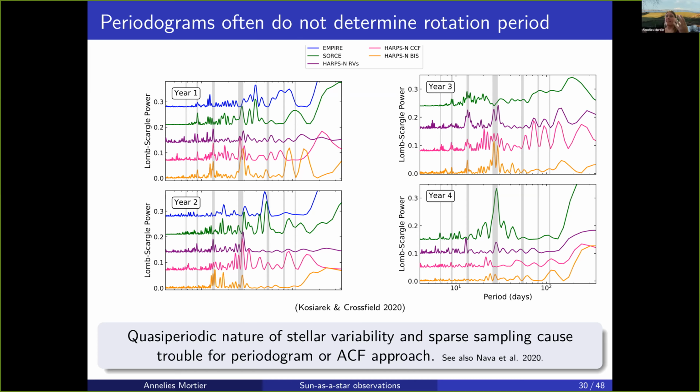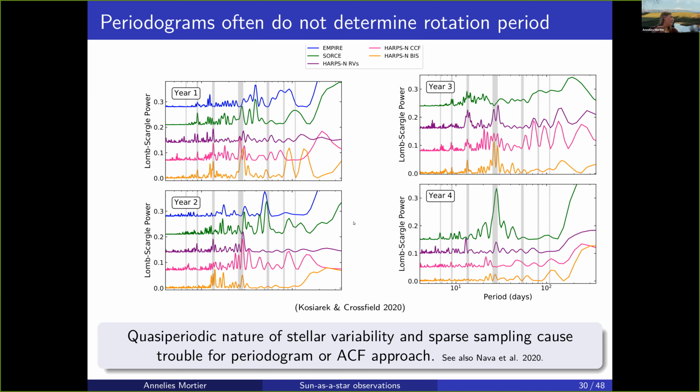So again, it's that same thing. A periodogram is not always a good way to get an actual rotation period or other timescales from it, and it can be troubling. ACF has the same issues, actually. There's also a wonderful paper on stellar data, not solar, from Shani Nava in 2020 on the same topic.